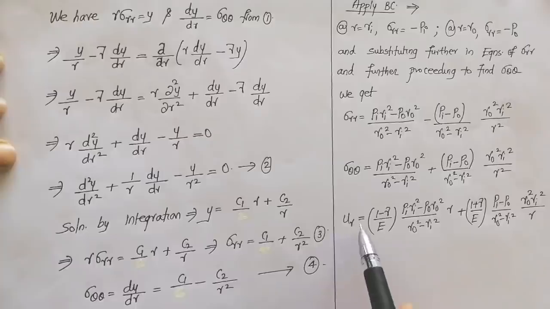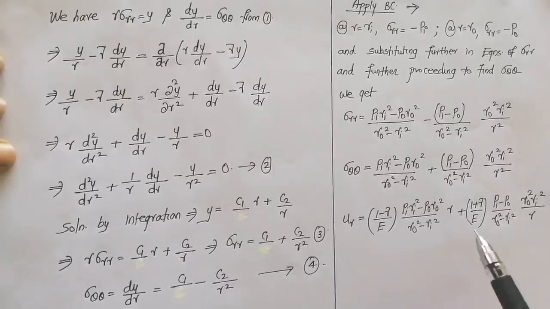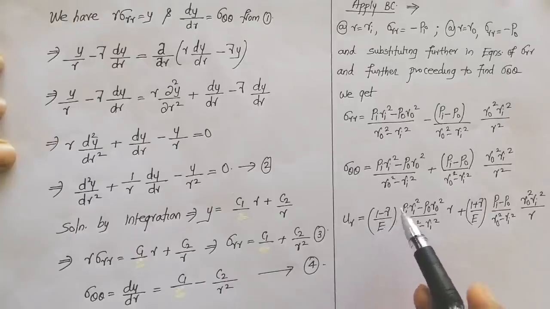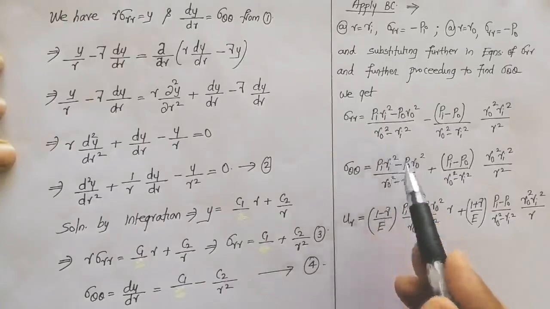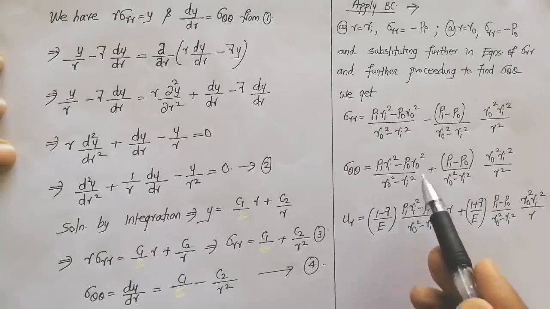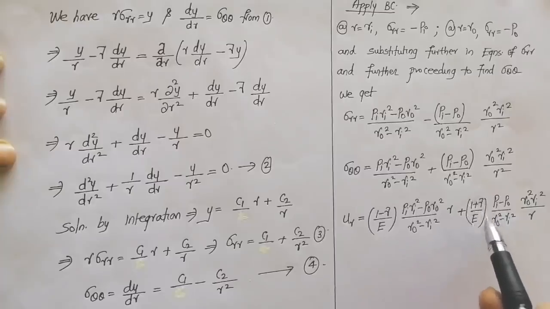And UR means the displacement after the application of force. UR is equal to, here also there is a way to remember the equation. This term you have to remember: 1 minus nu by E into the first term. This first term is common, 1 minus nu by E into this term into R. This term you should not forget. You have to multiply by R for both the terms, plus 1 plus nu by E. This term also you have to remember.